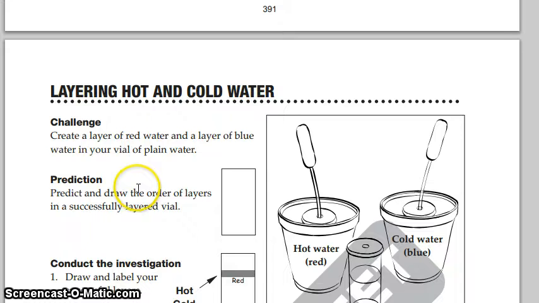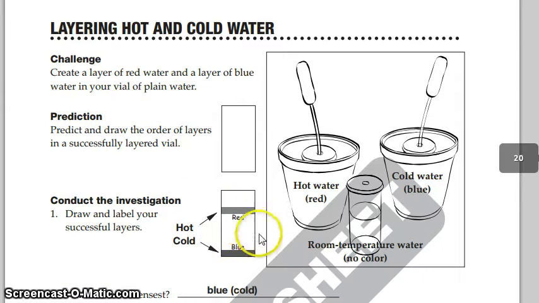For the lab that we did today in class, our challenge was to create a layer of red water and a layer of blue water in a vial of plain or clear water. And we have our diagram here. We have our hot red water and our cool blue water and the room temperature water. And the goal is to get them to layer. So here was the lab that we did.